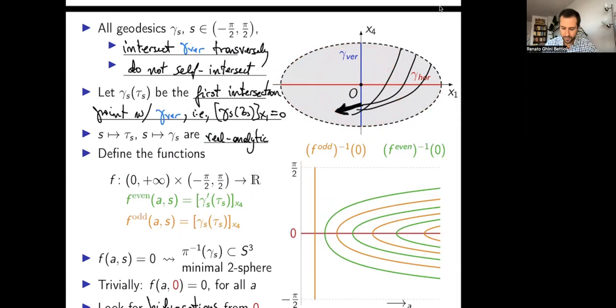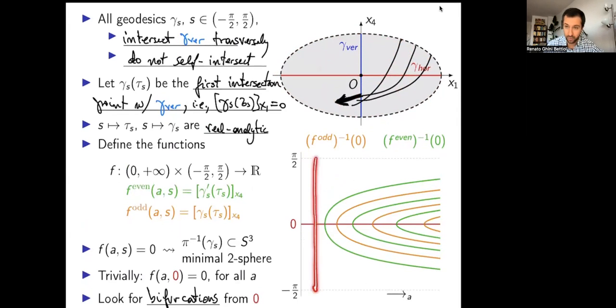And of course, that's degenerate. So all of the gamma S's, all of these are solutions. They're all free boundary. And that's the reason why I have this vertical branch here. So this is a very degenerate case. This first bifurcating branch, they're all isometric to one another.